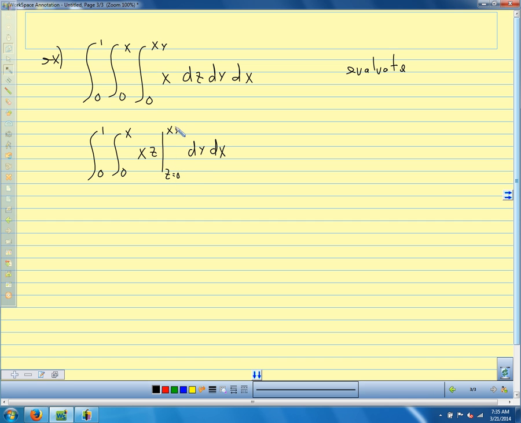So z is varying from 0 to xy, so this becomes the integral from 0 to 1, the integral from 0 to x. When I evaluate xz from 0 to xy, I get x squared y. And now we have a double integral that should be more familiar. So this evaluates to the integral from 0 to 1. I'm evaluating the integral of x squared y dy. So what do I get there?